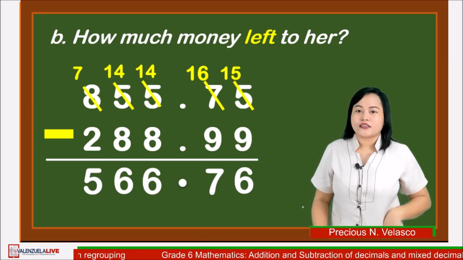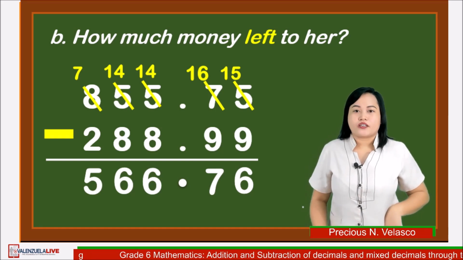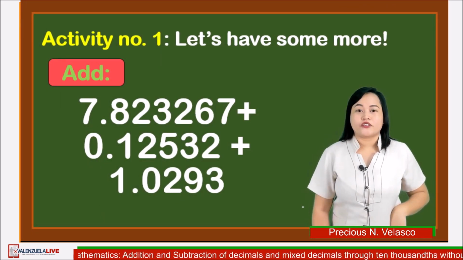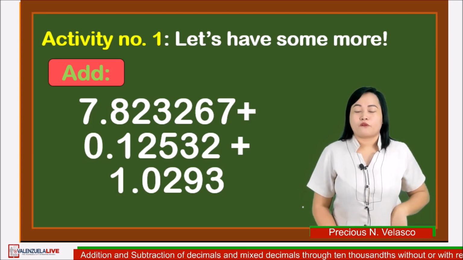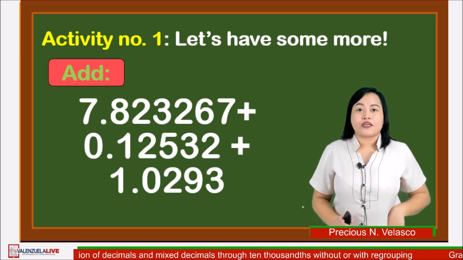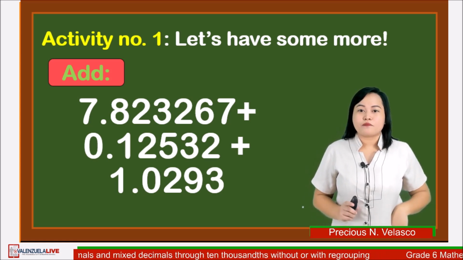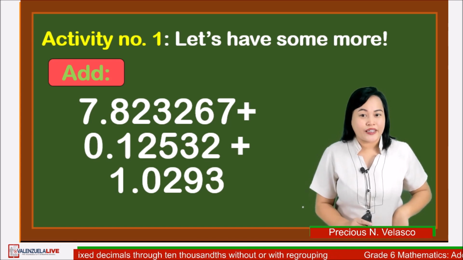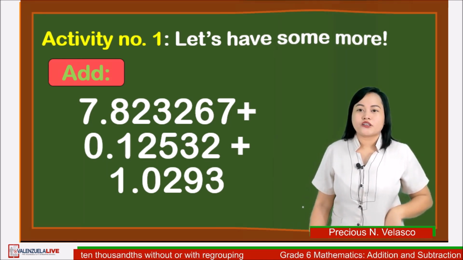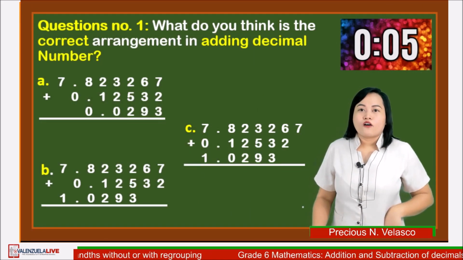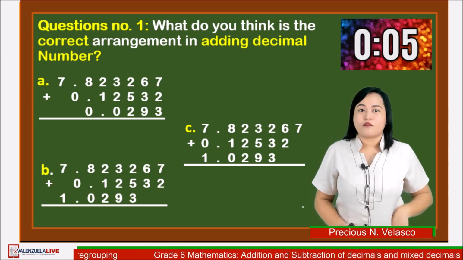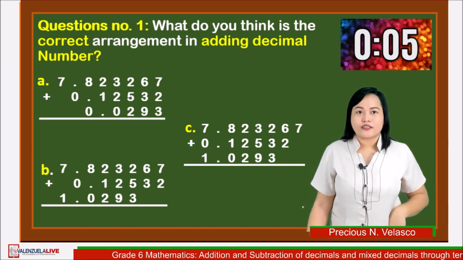So let's start answering another activity. On our next activity, you are going to answer the question about the following equation by choosing the letter of the correct answer and typing it on the comment box. You have 5 seconds to answer that. Are you ready? Of course, because you were born ready. So, question number 1. What do you think is the correct arrangement in adding decimal numbers? Your 5 seconds starts now.